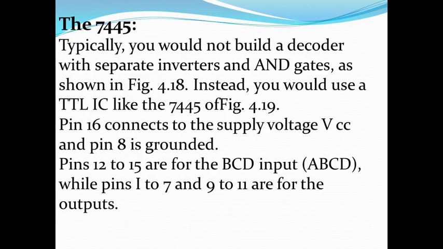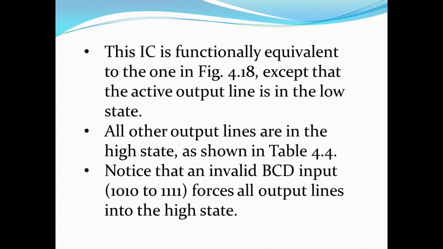Typically, you would not build a decoder with separate inverters and AND gates, as shown in figure 4.18. Instead, you would use a TTL IC like the 7445 of figure 4.19. Pin number 16 is connected to the supply voltage VCC, which should be 5 volt, as I just told you, and pin number 8 is utilized for the ground. Pin numbers 12 to 15 are for the BCD inputs ABCD, while pin numbers 1 to 7 and 9 to 11 are for the outputs Y0 to Y9.